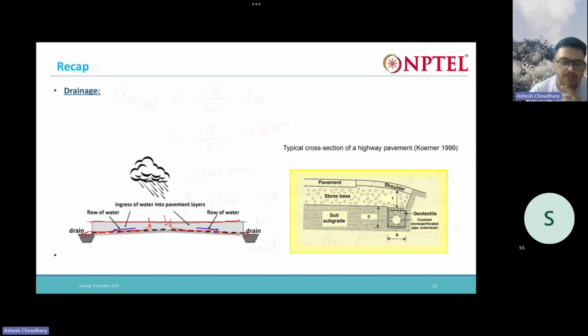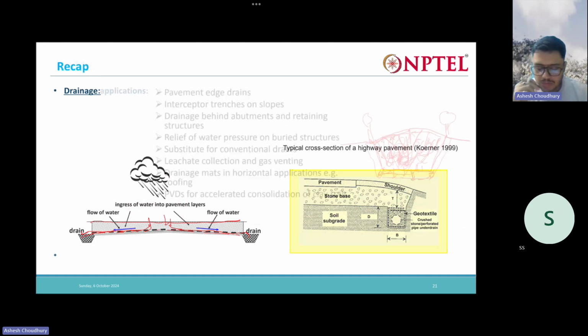So this was filtration, and next we have a property similar to filtration, that is drainage. In drainage, you have to allow water to pass through the geotextile, or whatever geosynthetic you use. That is the purpose of drainage. You have to carry the water through the geotextile and finally vent it out.